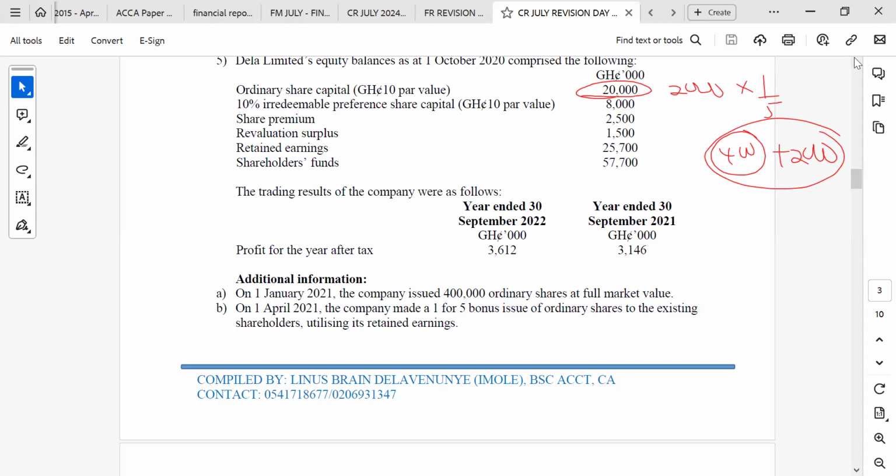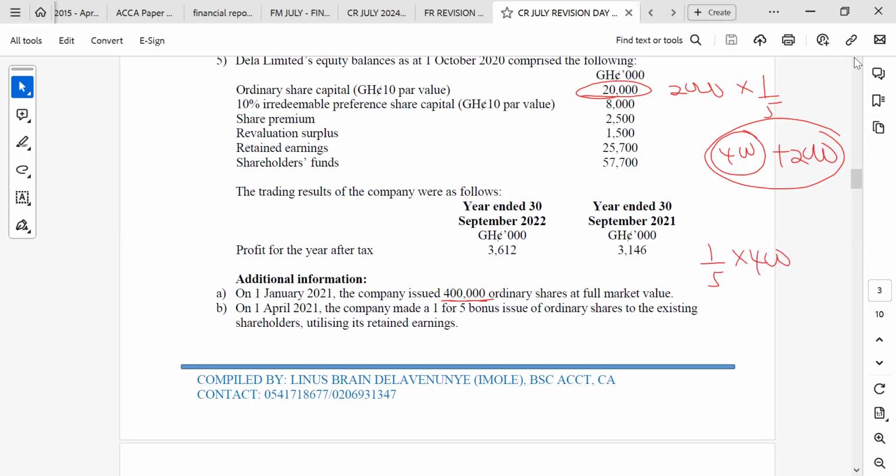These shares will be there from October to September. They are going to have a full year impact on the profit, so you can prorate by 12/12. But let's count the 400 that we are issuing. These shares were there before the bonus issue, so they will also take the bonus issue. So this will be 1/5 multiplied by 400.